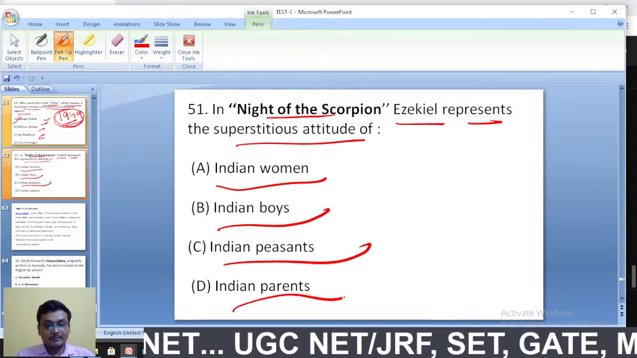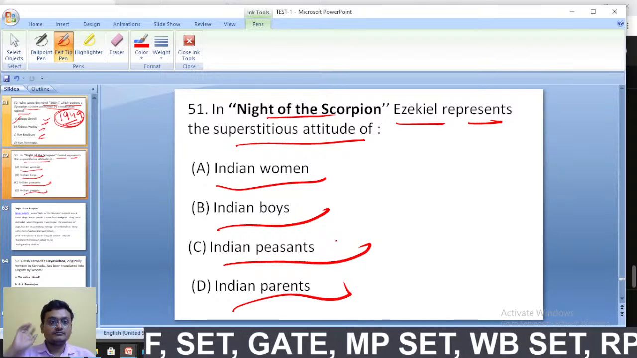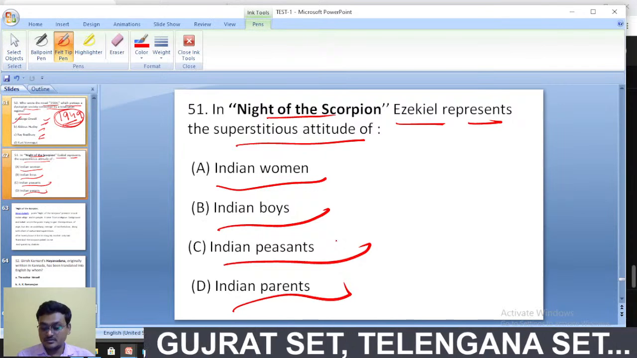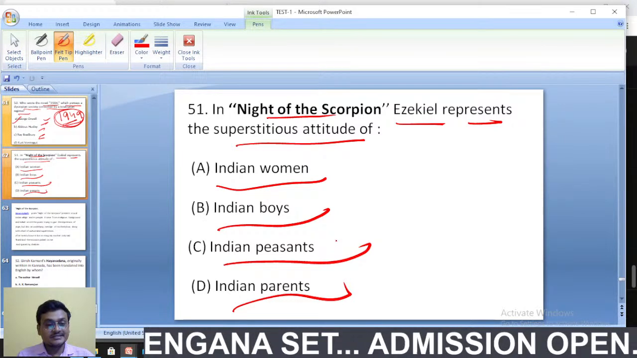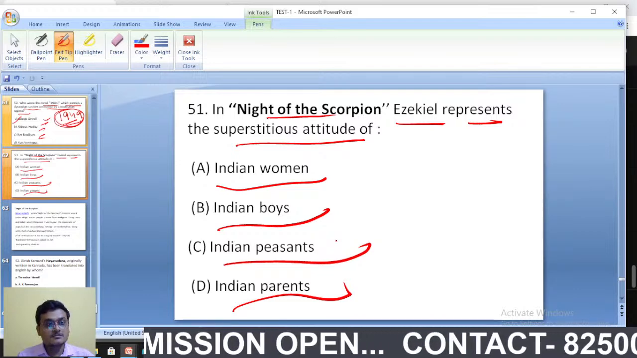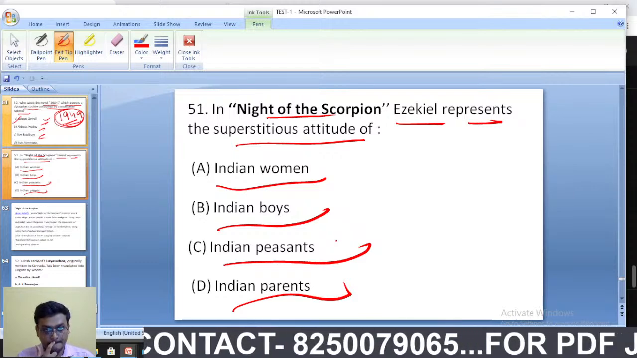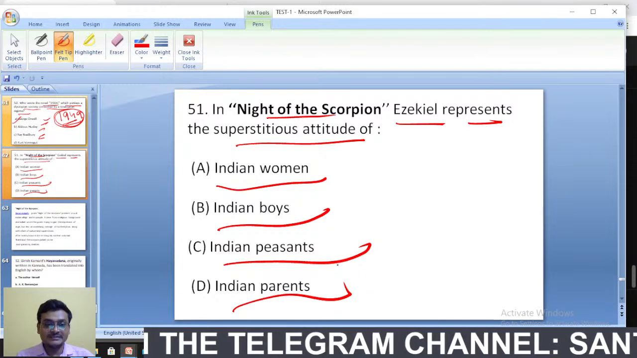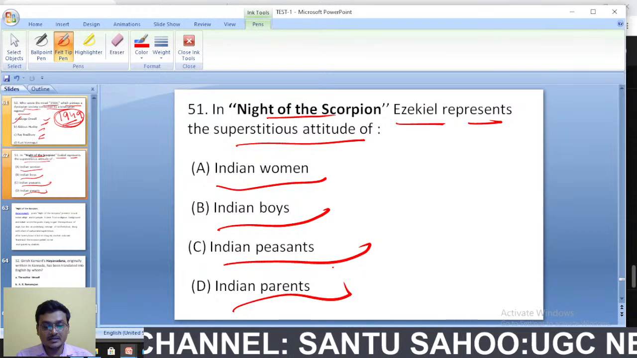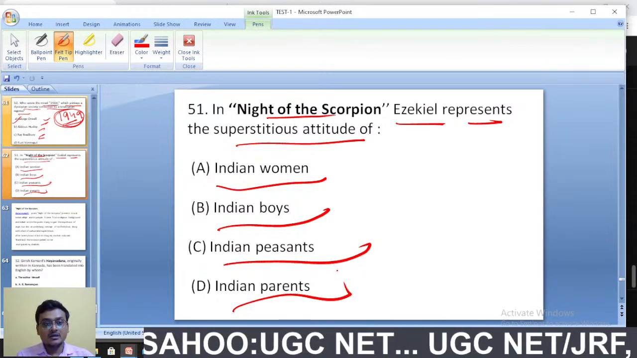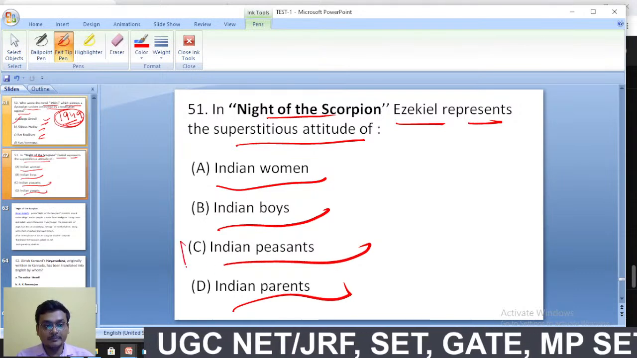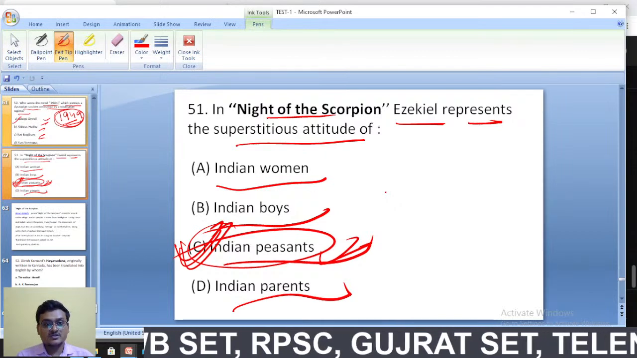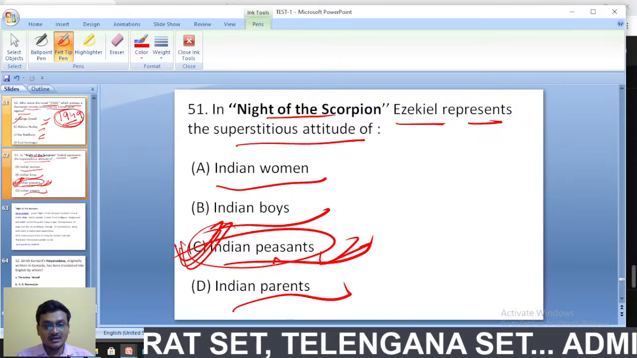Indian women, Indian boys, Indian pigeons, Indian parents. This is the night, it is raining. In the rainy night, the incident took place here. Both the answers will be right actually. Specifically there is a mention of the Indian people, that's why I will be going with that. The Night of the Scorpion is again representing the superstitious attitude of the Indian people. So this is the right answer.